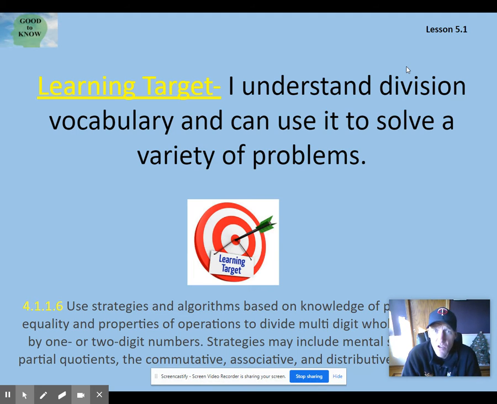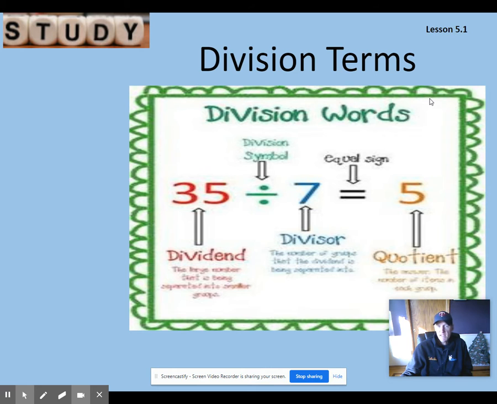Peterson Educational Studios here, and we're going to start our unit on division. So in order to start division, we need to understand the vocabulary with division. So let's get to the second slide here and study it up a little bit.